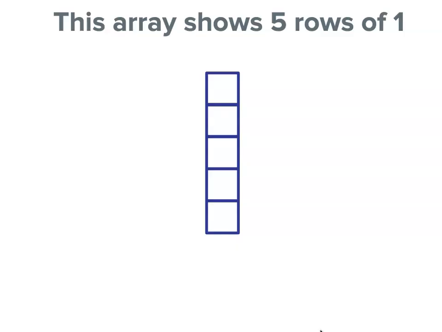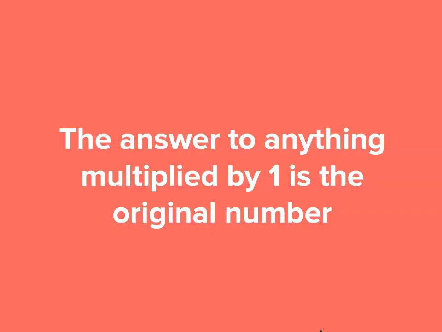This array shows 5 rows of 1. We can write this as 5 times 1. When we count up the squares, we can see that equals 5. Did you notice a pattern when we're multiplying by 1? The answer to anything multiplied by 1 is the original number.